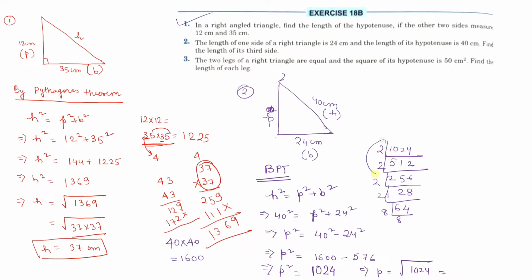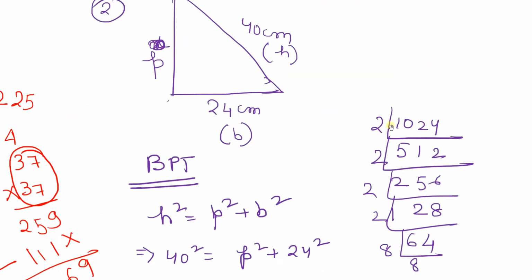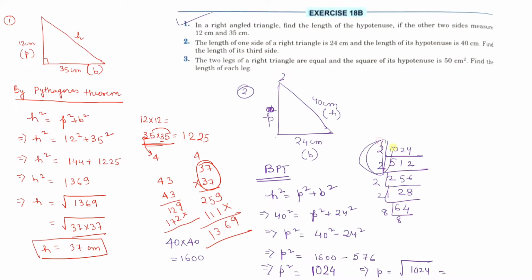This pair, the pair of these two will be written as only one 2, and this one will also be one 2, and this will be one 8. So 2 twos are 4, 4 eights are 32 centimeter. So the other side, that is the third side, is 32 centimeter. Okay.